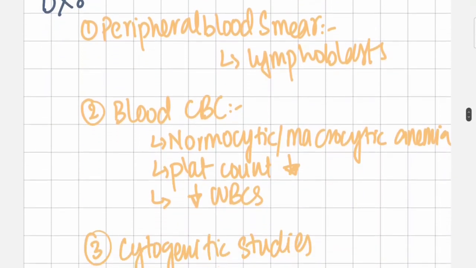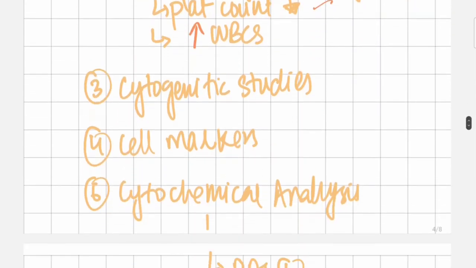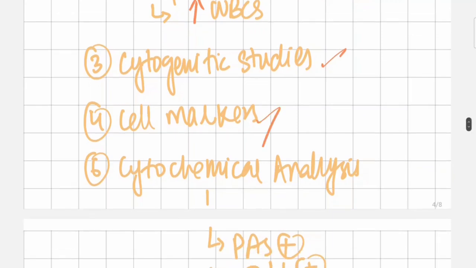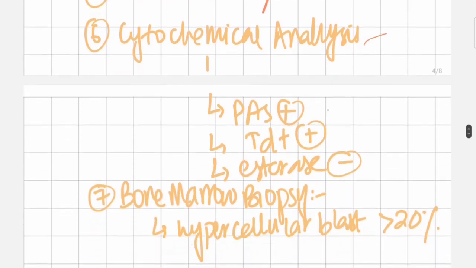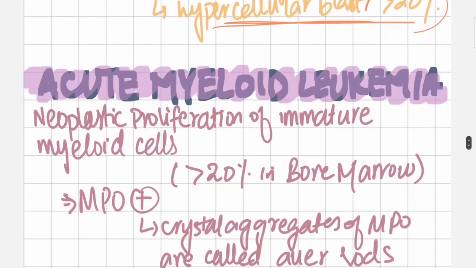How do you make a diagnosis? So you will look at the peripheral blood smear and find lymphoblasts. You look at a CBC, you find normocytic or macrocytic anemia, and you can find thrombocytopenia and increased WBCs. You do cytogenetic studies, as I've already told you before. The cell markers I've already told you. And then cytochemical analysis, you do PAS, TdT, and esterase. And of course, you do a bone marrow biopsy and you see hypercellular blasts more than 20%.